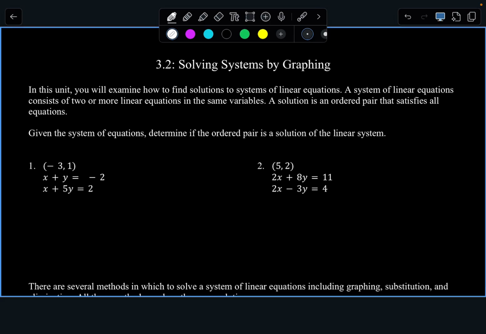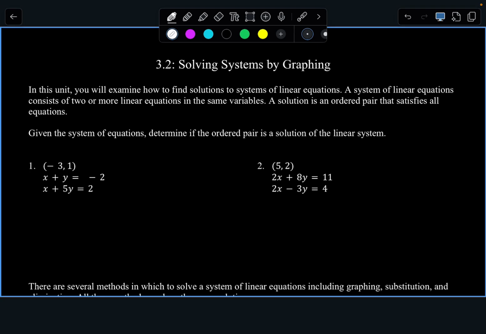So this is section 3.2, solving systems by graphing. Yesterday what we had done was graphing a system of equations on the same coordinate plane. So basically you are just graphing all of the lines on one coordinate plane. We have to go one step further and we actually want to see where the point is where those two lines cross one another. That's the point of intersection, and that is actually your solution of your system of equations.